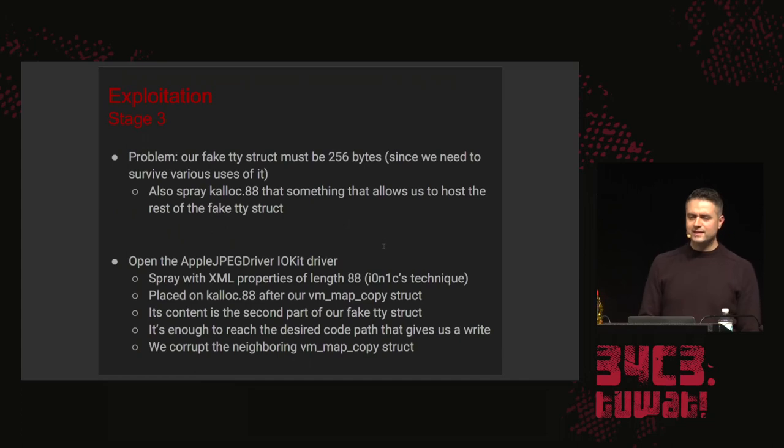So by reading Ionic's kernel heap exploitation slides, I realized that I could spray the heap with XML properties of length 88 from that Apple JPEG driver. And I could place as a second control object after the VMAP copy struct these XML properties, which are completely controlled in content, and I could host the second part of the TTY struct there. I mean, it's still not 256 bytes, but what it gives me is the ability to survive all the references to reach the write that I was interested in.